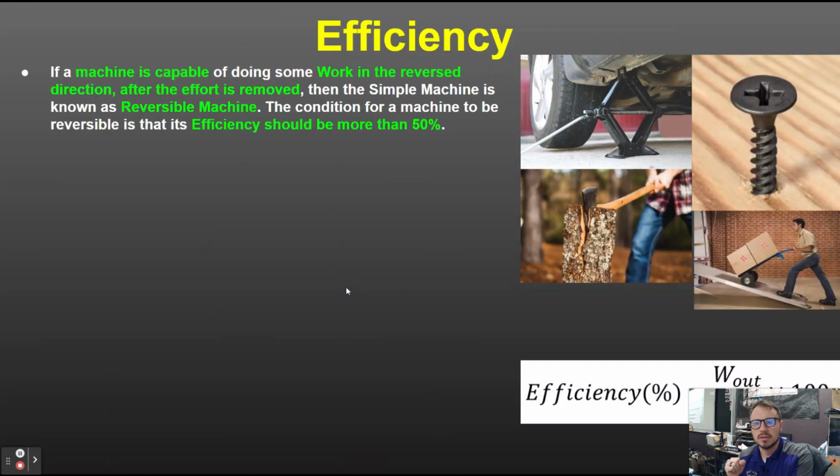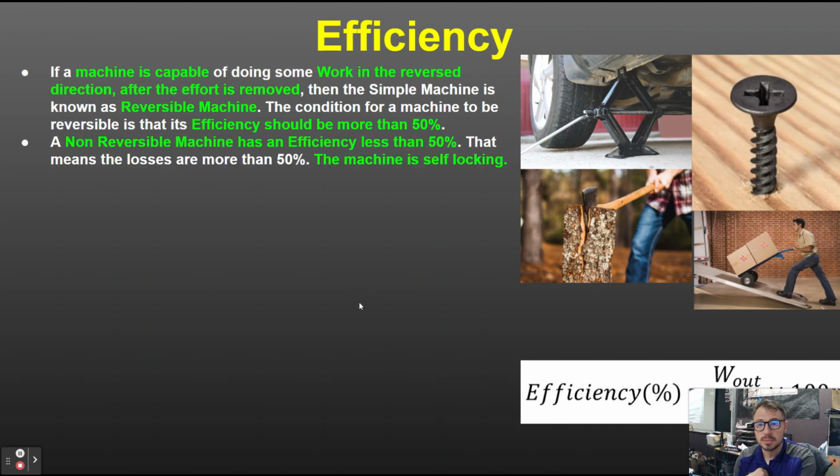So let's talk about efficiency again, right? If a machine is capable of doing some work in the reverse direction after the effort is removed, then the simple machine is known as a reversible machine. The condition for a machine to be reversible is that its efficiency should be more than 50%. A non-reversible machine has an efficiency less than 50%. That means the losses are more than 50%. This machine is what we call self-locking. The most common example is a screw.